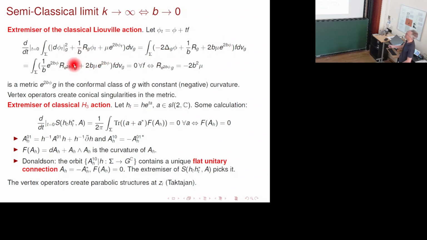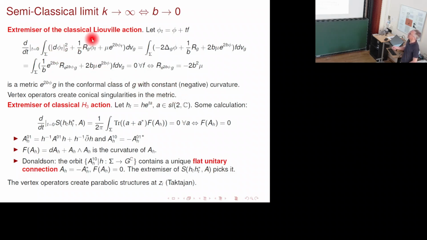So the Euler-Lagrange equation just tells that the scalar curvature of the metric, when you multiply your starting metric by e to the 2b phi, is constant, namely minus 2b squared mu. Okay. So this is a classic. This is how Liouville theory was used in uniformization. You look at the orbit of the metric, so the conformal class, and you ask whether there is a constant negative curvature metric in there. And to find that metric, you have to solve the Liouville equation. The Liouville equation just comes as an equation that the scalar curvature of that metric is negative. That's the classical story.